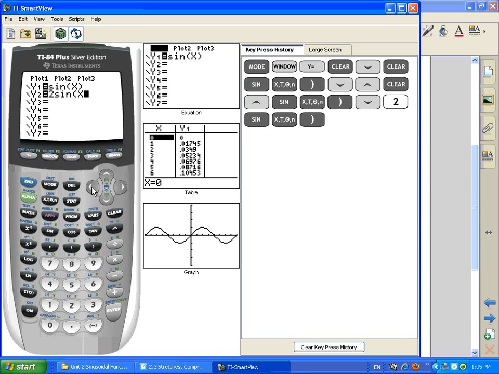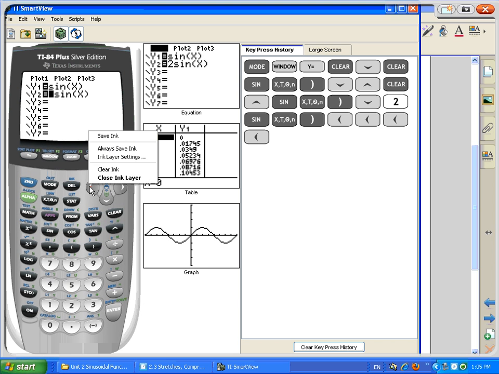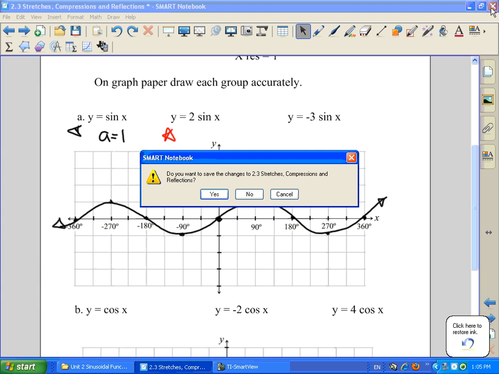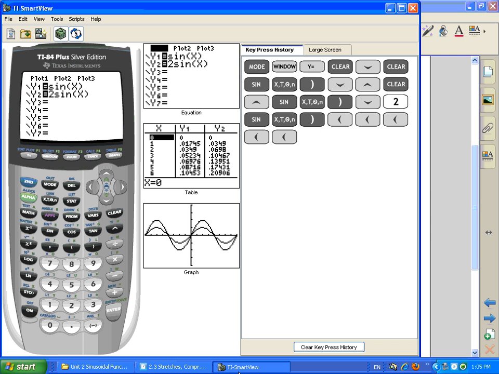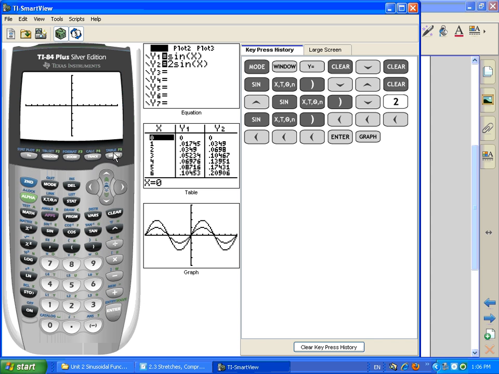Put it in the front, and then go down below, and we'll change that to 2 sine x. I like to always make my second one look a little different. I got to put my ink layer down. Sorry, give me one second. I'm going to cancel that. Sorry, that was not good. I almost lost our lesson there. So here we go. I'm going to change that thicker. Okay, now let's graph these and see what happens, folks.